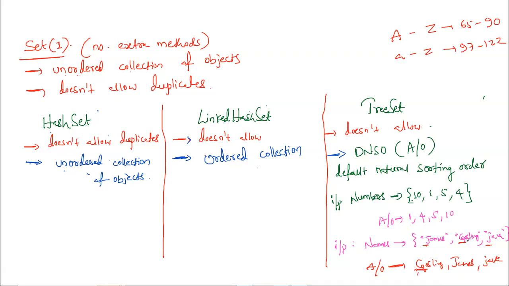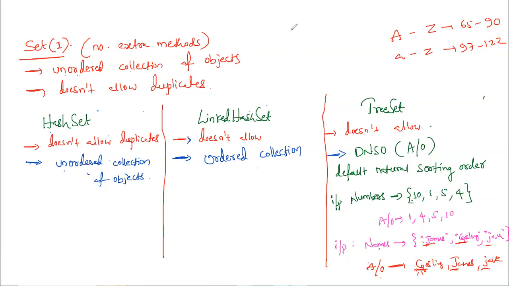Therefore, that will be the first in order. Then capital J will have the next, second least, and then small j will have the highest. This is the meaning of default natural sorting order for the TreeSet elements. Is it understood? Is this understood, please?